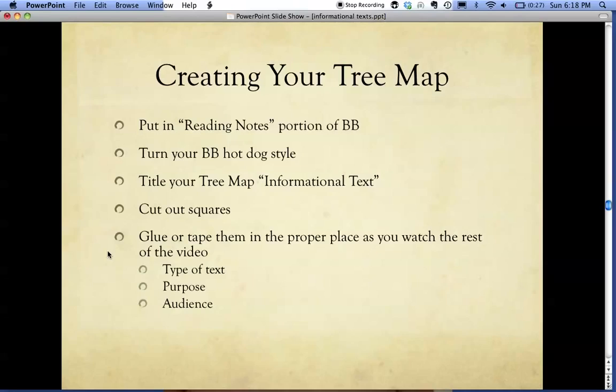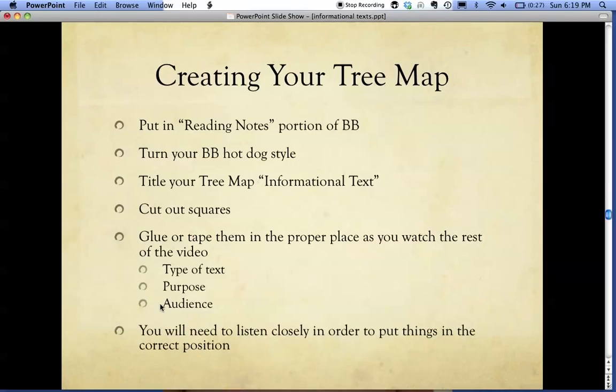So there are 3 different categories: the type of text, the purpose of the text, and the audience, who would read that text. So for each tree map branch, you're going to put 3 different squares: the type of text, the purpose of that text, and who would read that text. So you're going to need to listen closely to the rest of this presentation in order to put those things in the correct position. So I would like you to pause the video, and I want you to get your BB ready and cut out your squares so that you can listen very actively to the rest of this presentation.